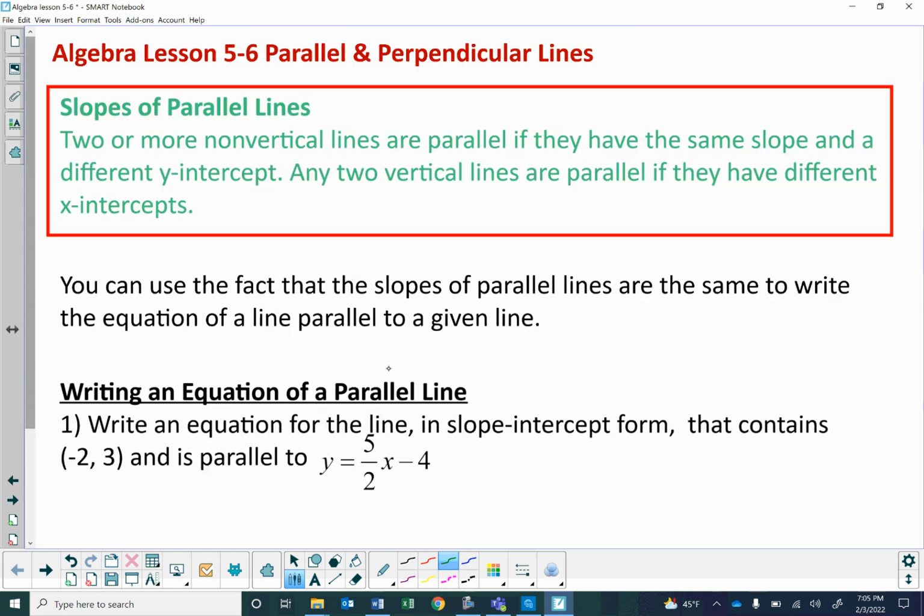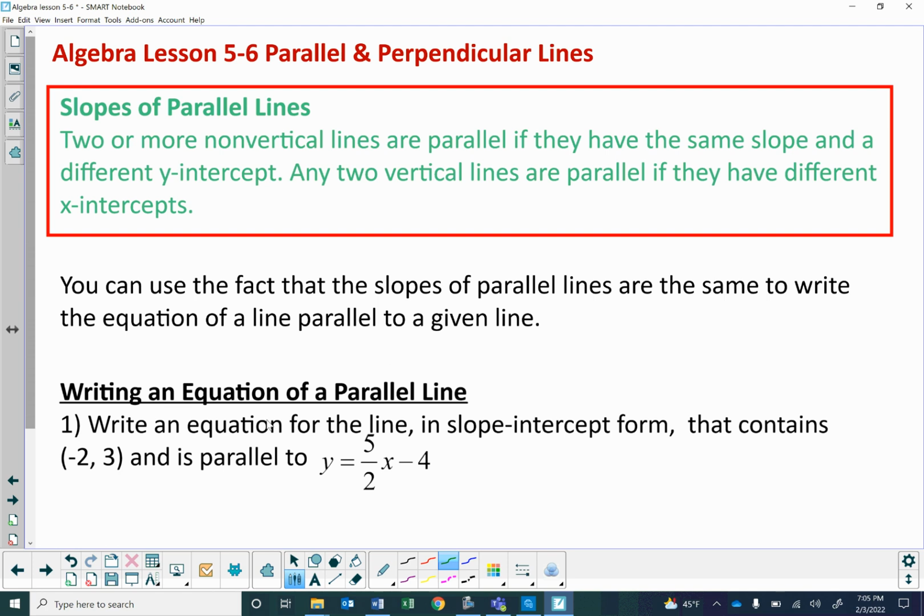This leads to a very important concept we're going to talk about today, and that is the slope of parallel lines. Two or more non-vertical lines are parallel if they have the same slope and a different y-intercept. If they have the same y-intercept, they'd be the same line. Any two vertical lines are parallel if they have different x-intercepts. You can use this fact to write equations of lines that are parallel to other lines and to determine if lines are parallel.